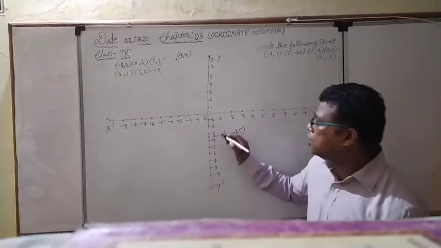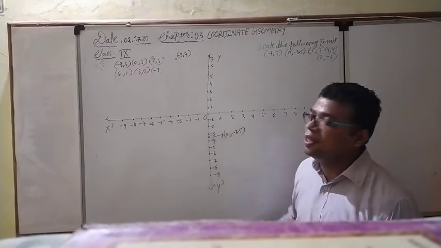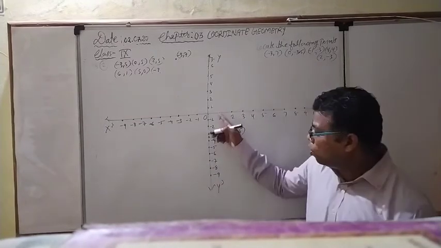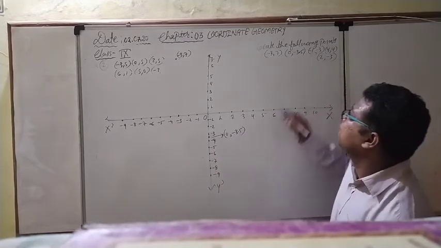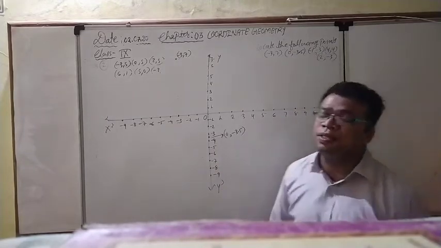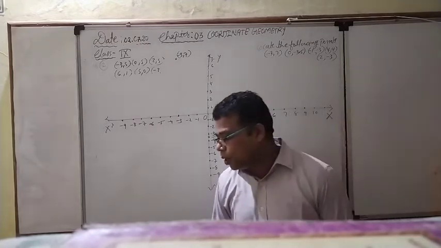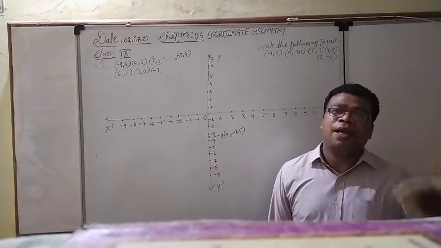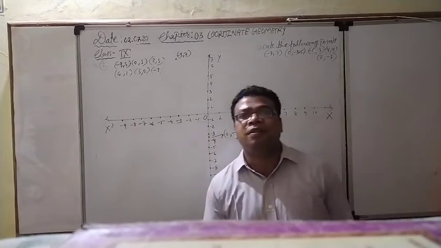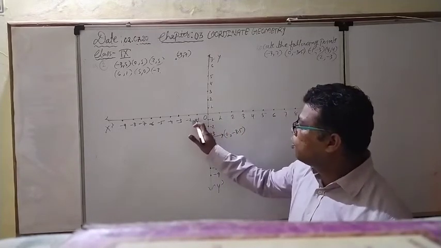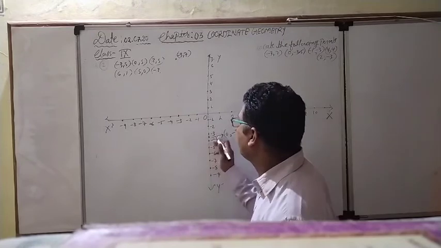Are things clear to you? This is the point, and it will be present on the negative y axis, OY dash. Okay. Right now see the third point, minus 1, minus 3. Both are negative coordinates. X coordinate is negative, y coordinate is also negative, meaning its location will be in the third quadrant. So minus 1 from the x coordinate, minus 3 from the y coordinate.